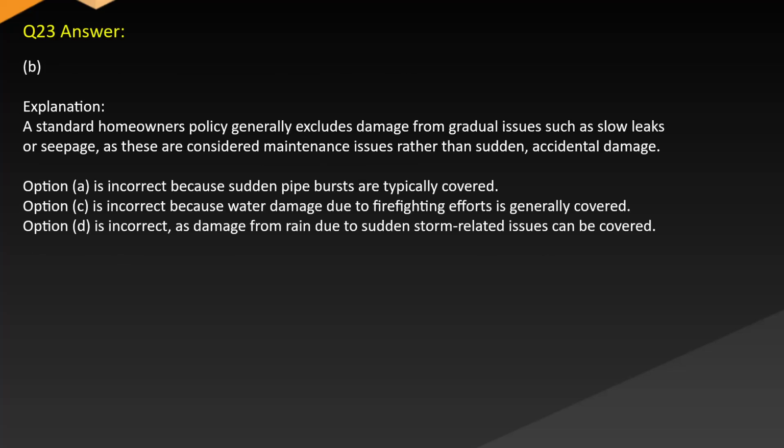Answer B. Explanation. A standard homeowner's policy generally excludes damage from gradual issues such as slow leaks or seepage, as these are considered maintenance issues rather than sudden accidental damage. Option A is incorrect because sudden pipe bursts are typically covered. Option C is incorrect because water damage due to firefighting efforts is generally covered. Option D is incorrect as damage from rain due to sudden storm-related issues can be covered.